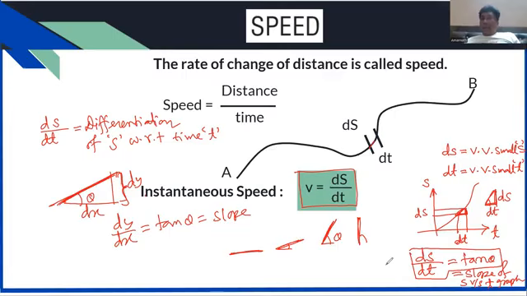I have told you all these things because from every point we are going to practice some numericals.